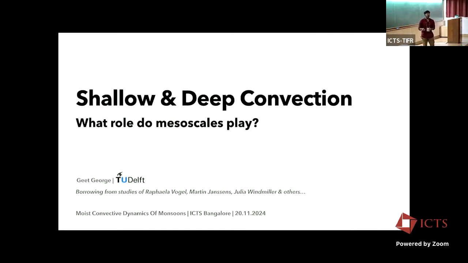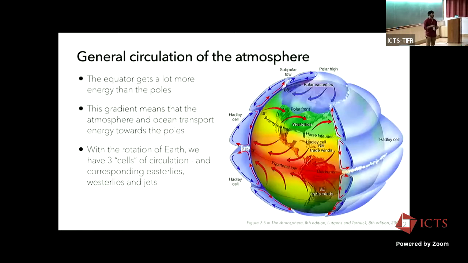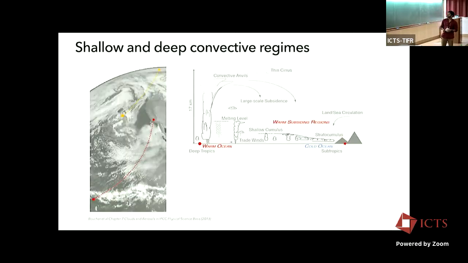So like I said, we've already looked at the general circulation of the atmosphere. Essentially, you get a lot more heating at the equator, and so there's net transport towards the poles, and you have these three cells. In the tropics, we have the Hadley cell, which I'm sure we've looked at quite a bit during the large-scale circulation talk. If we cut across this part and just see how the different factors affect cloudiness, you can think of two convective regimes.